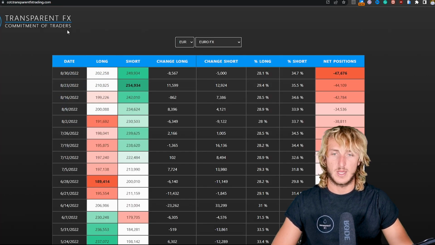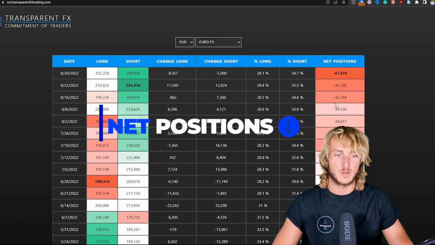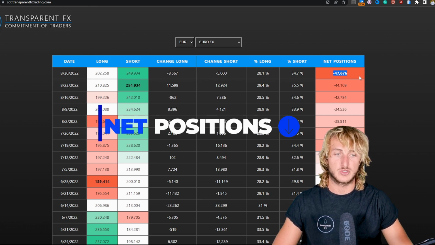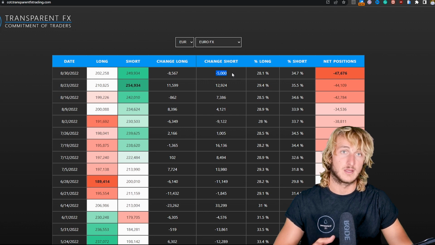Now, if we go and see what we have when it comes to the commitment of traders, so the COT data, which is what the non-commercials, the biggest speculators in the market, are doing, and we check the data for the euro, we can see that with the last reports, net positions have been dropping. We went from having minus 34k net positions, now we have minus 47.6k net positions. However, it is important to point out that after many reports in a row where we were having tens of thousands of shorts getting added, this is the first time that shorts are starting to get closed.